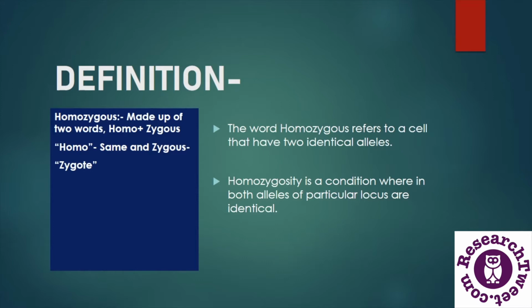So let's start with the definition or meaning of the word homozygous. The word homozygous is made up of two words, homo and zygous. The word homo means same and zygous means zygote. Thus the word homozygous refers to the cell that has two identical or similar alleles. Basically, homozygosity is a genetic condition in which an individual inherits the same alleles from both parents. Either both of the genotypes are dominant or both are recessive.